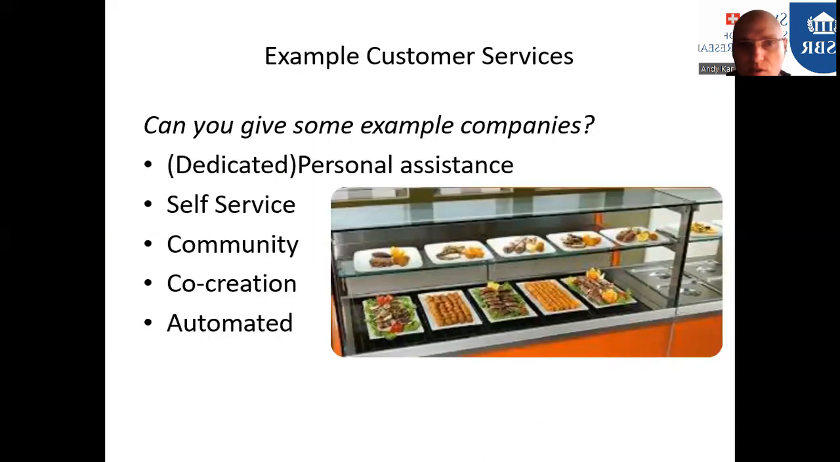Now, examples of customer service. Can you give some example companies? Okay, we can give some example companies. We have dedicated personal assistance. We have self-service. We have community, co-creation, and automated.